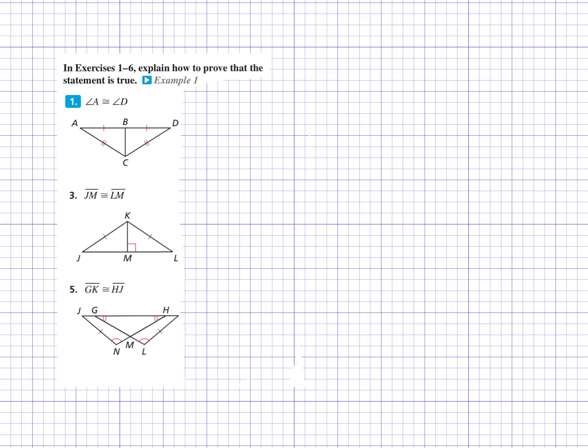Okay, so how do we explain the statement angle A is congruent to angle D? All right, so BC is congruent to BC by the reflexive property. Therefore, the two triangles are congruent. And if the two triangles are congruent, then all the corresponding pieces are congruent. So we call that corresponding parts of congruent triangles are congruent, CPCTC.